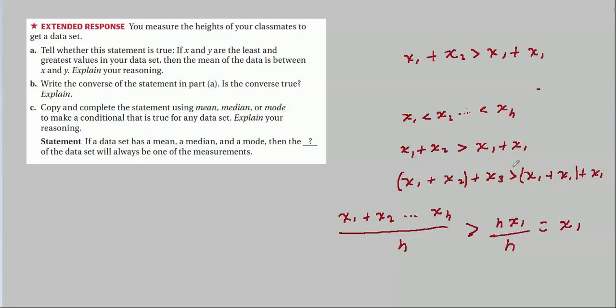We can make exactly the same argument, just reversing everything, with the maximum value here. Here, x sub n. Everything will be reversed, and in the end, no surprise, we will get that this number here is less than x sub n. And we'll have that the mean is between the maximum and the minimum.